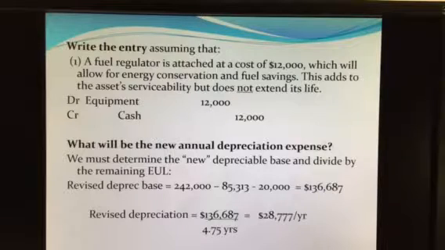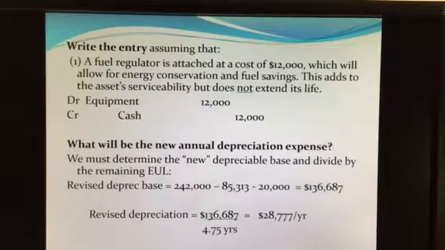Well, now we have to revise that. So we start by calculating our depreciable base, $136,687. And of course now we've already had 3¼ years that have transpired, so 8 minus 3.25 leaves 4.75 years remaining to depreciate this asset.